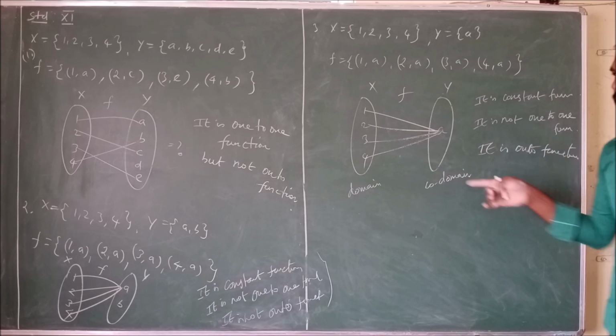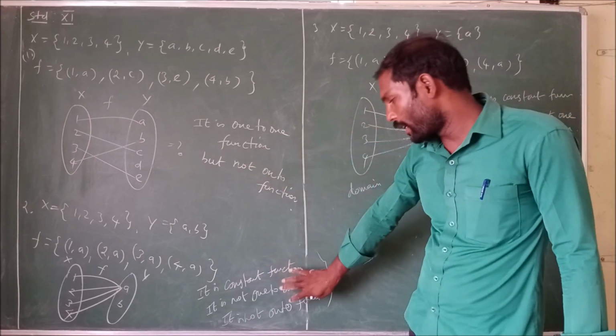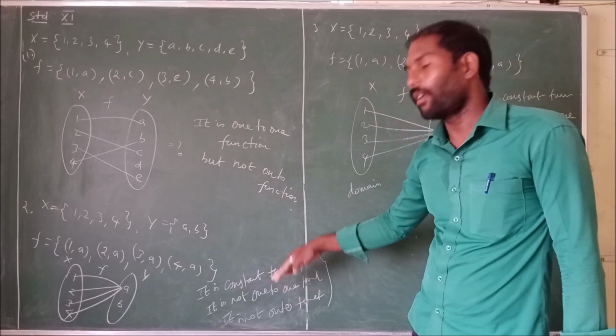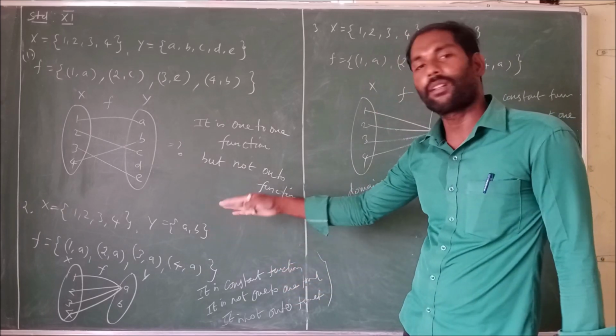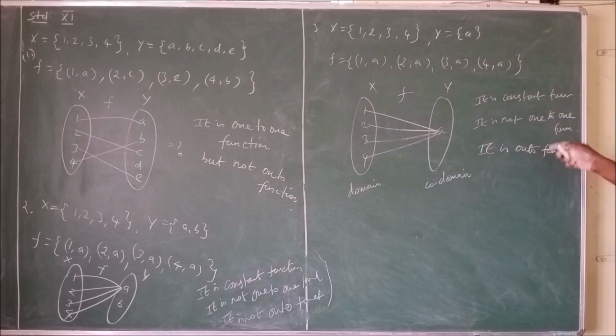Clear that? The first one is a one-to-one function but not onto. The second one is neither one-to-one nor onto. The third one is not one-to-one, but it is an onto function, and also a constant function. Clear that?